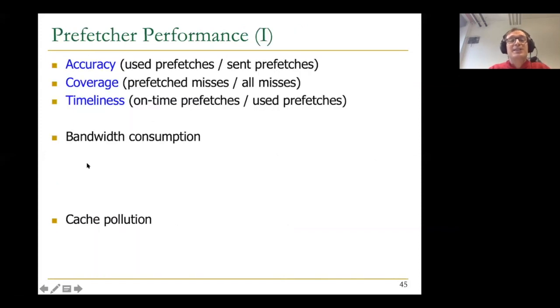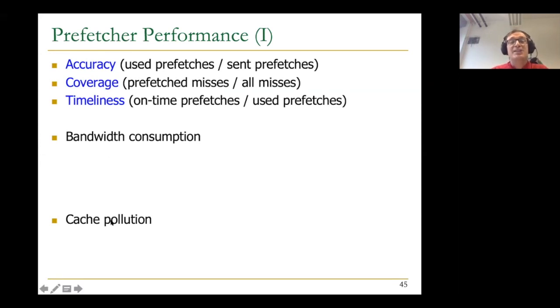Okay, so let's talk about prefetcher performance metrics a little bit. Even though we've introduced all of these in some way, I'm going to introduce them again. Accuracy is used prefetches divided by sent prefetches by the prefetcher. Coverage is prefetched misses in the program divided by all misses in the program. So clearly, you would like to maximize coverage to 100%. You would like to also maximize accuracy to 100%. Not always, unless this comes with a trade-off, right? Timeliness is how many prefetches are on time divided by used prefetches. As we've discussed, there are multiple measures of timeliness potentially. I'm not going to talk about them again.